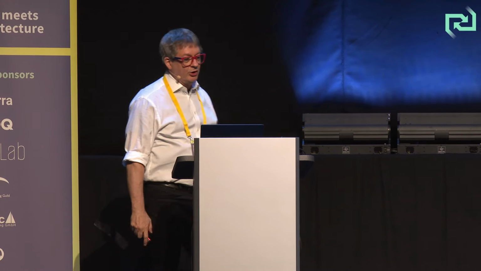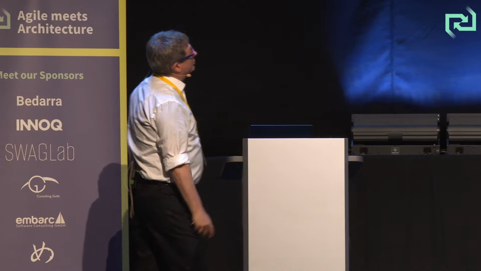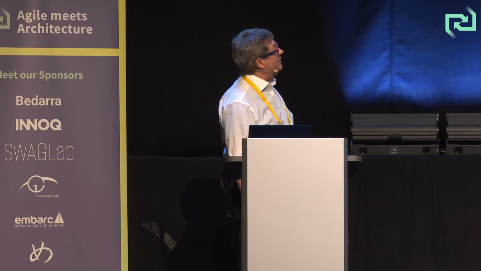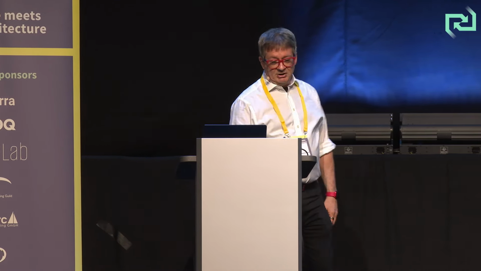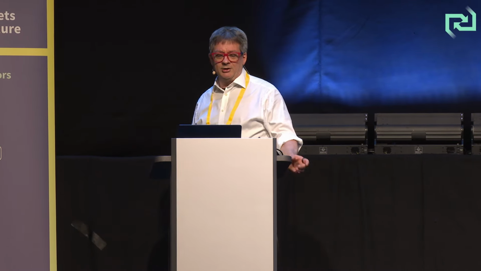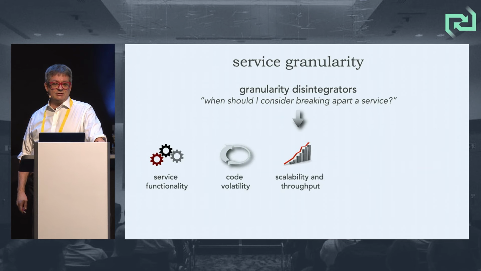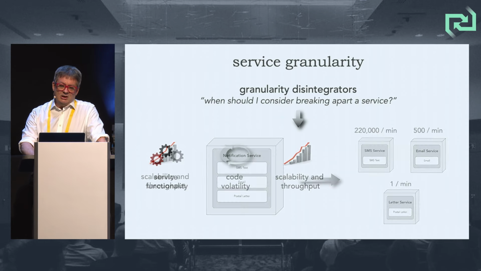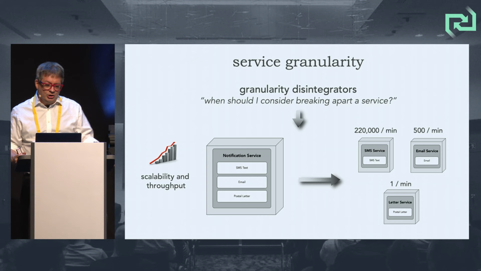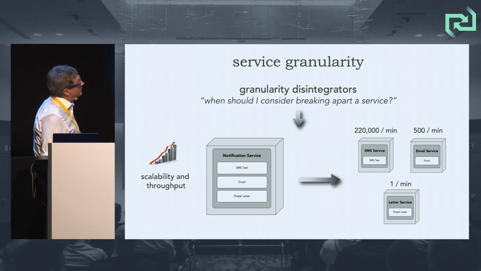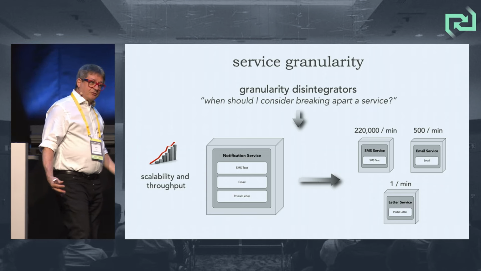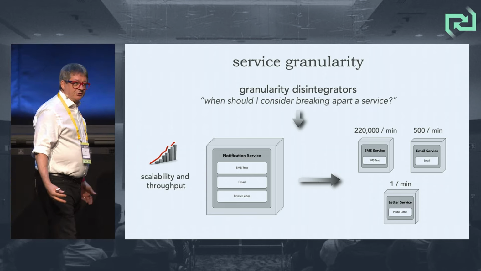These are the things that you really need to distribute and break apart to be able to support those kinds of things. For example, let's say we have our notification service. We have 220,000 texts a minute, 500 emails a minute, and one postal letter a minute. So you could break those down into individual services. Now, I'm going to go back one there. You may think that, well, I could put email and letter into one service because they have more or less the same magnitude.